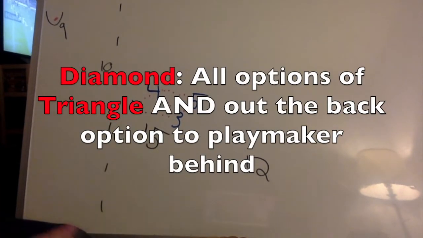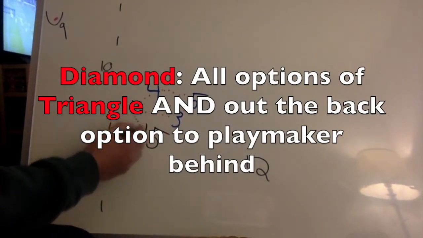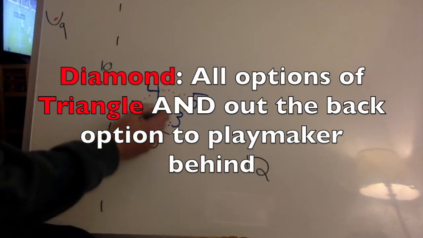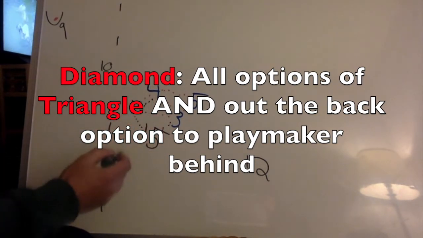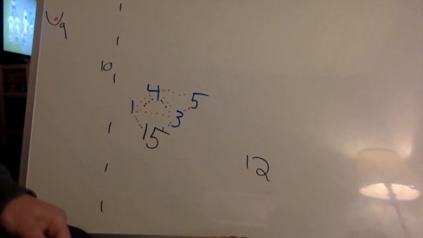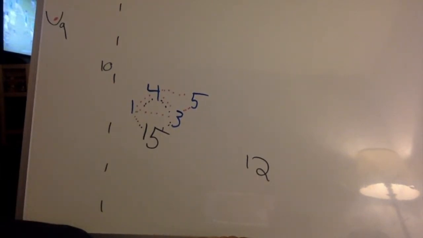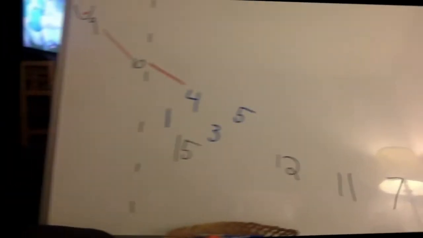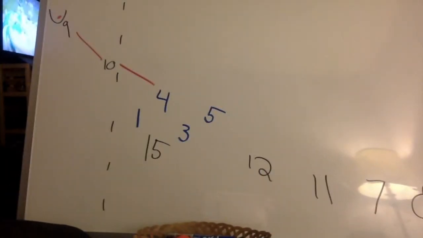If you do notice as well, we're also able to create a diamond here. This can kind of represent our diamond, right? And so this diamond is an additional threat that we'll discuss later on, but the playmaker behind is very, very important. So let's go ahead and let's talk about the different variations and the different options that we have off of this shape.